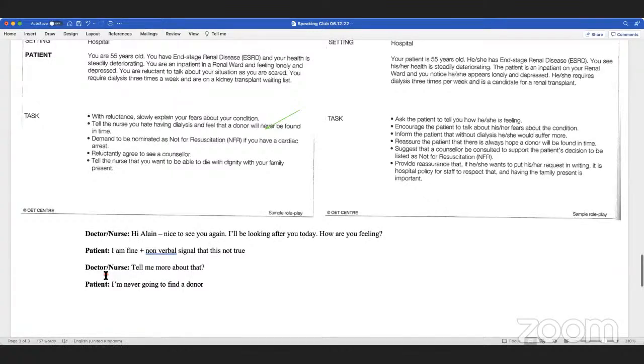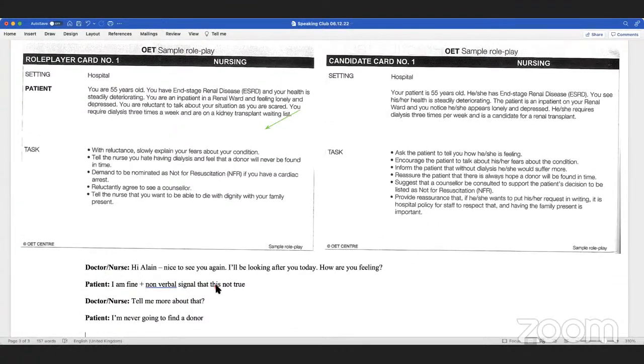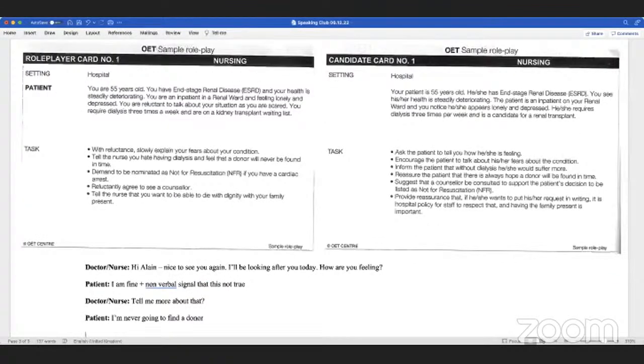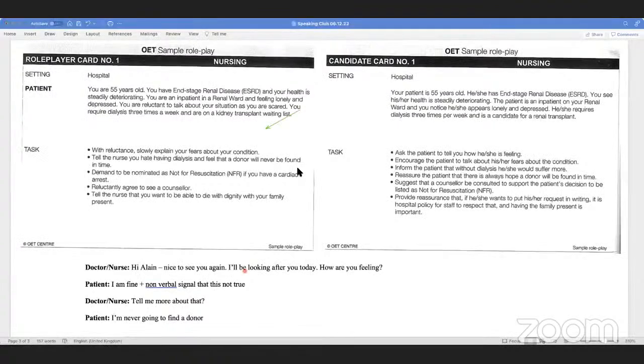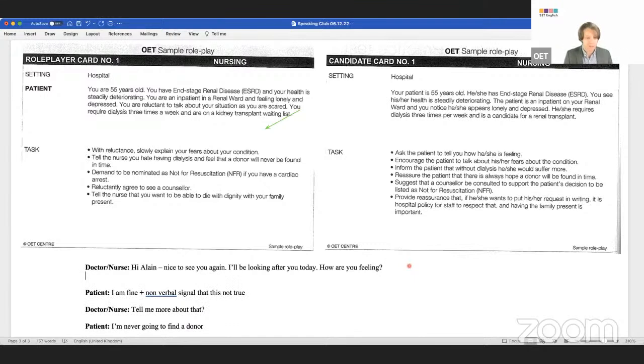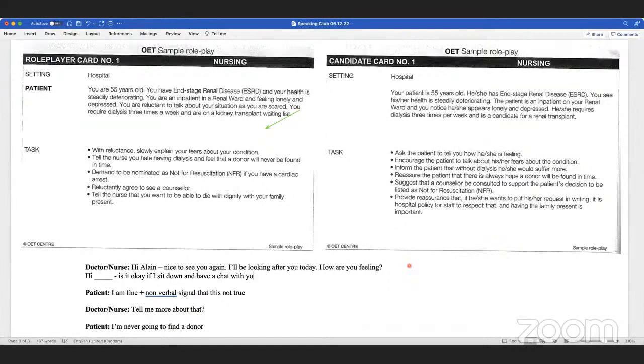I did this card with Pushka the other day, and I started the conversation as the nurse, and I said, hi, Alan, is it okay if I sit down and have a chat with you? Yeah. Okay. So there's so many different ways we could put this, but let's put this on the board. So, hi, blank. Is it okay if I sit down and have a chat with you? Yeah. Why stopping just with this is a very good idea, Amanda. So what's your idea for this?